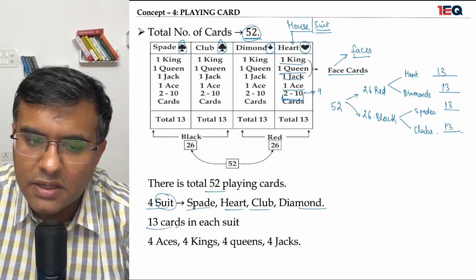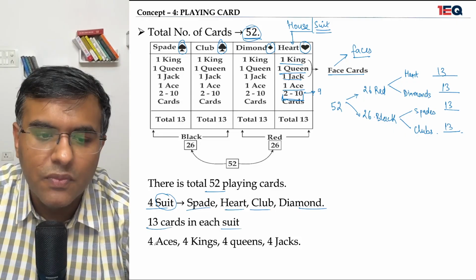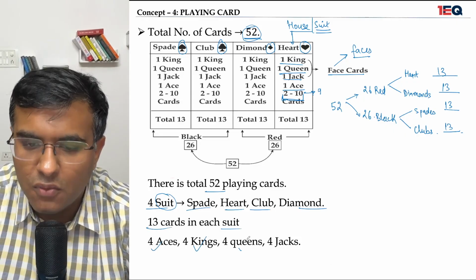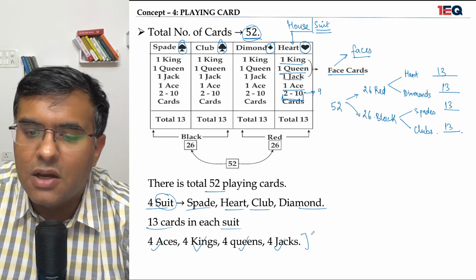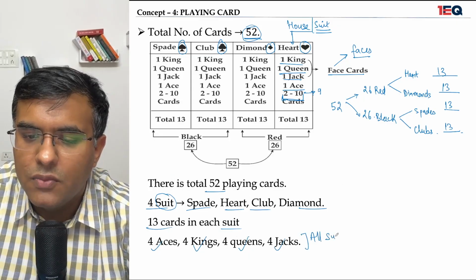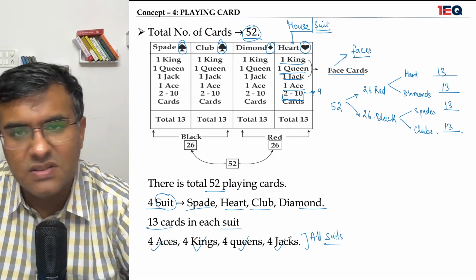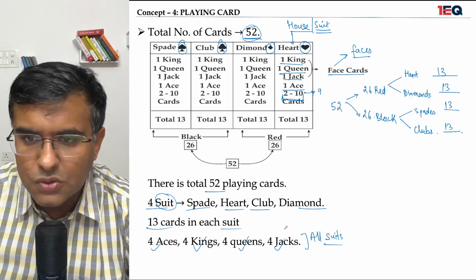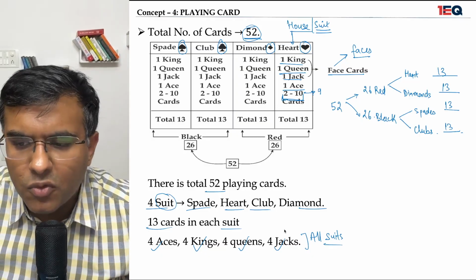There are 13 cards in each suit, and across all suits there are four aces, four kings, four queens, and four jacks. This is valid across all suits. I'll be moving ahead.